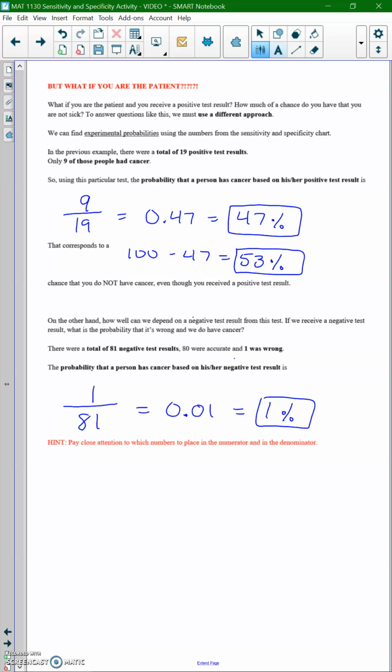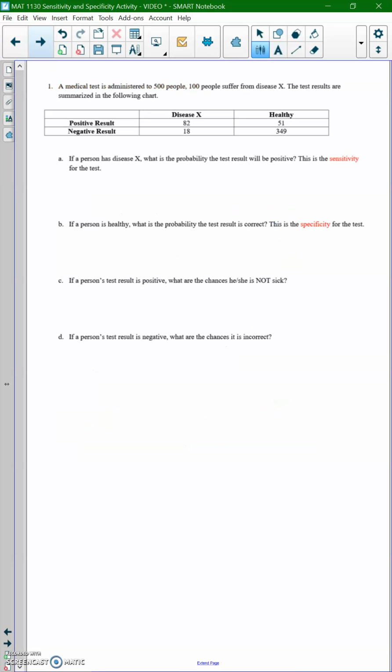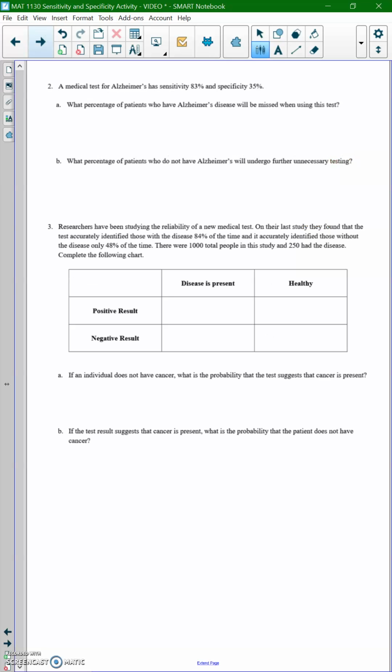As we are doing this, you want to make sure you're paying close attention to which numbers are being placed in the numerator and which numbers are being placed in the denominator. You should be all ready now to complete the rest of the sensitivity and specificity activity, guys. You're going to take a look at problem 1, as well as problem 2 and 3 here to complete this activity.